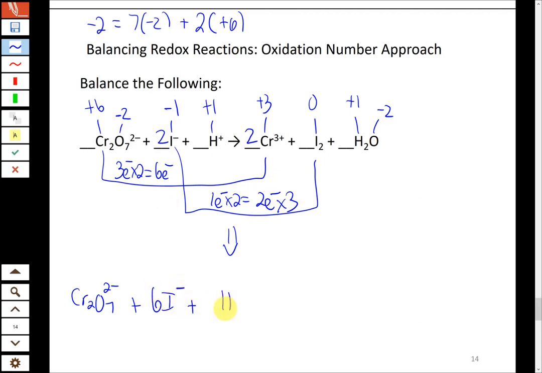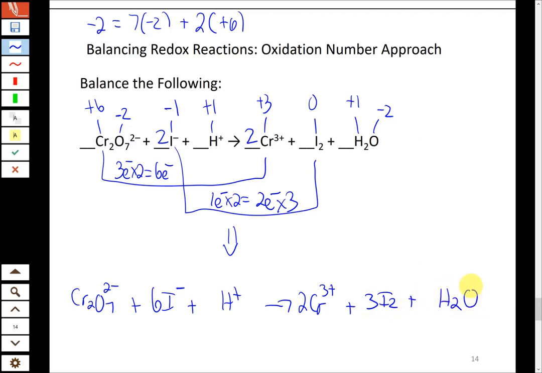H+ we haven't added yet, so we'll leave that without a coefficient. And then the product side, again, we're going to set that to a coefficient of 1, that's a coefficient of 2. We don't need to change those to balance electrons. But then the coefficient on I2 needs to be tripled from what it started with to balance the electrons, so that's going to become 3. And then we have water to add on at the end.